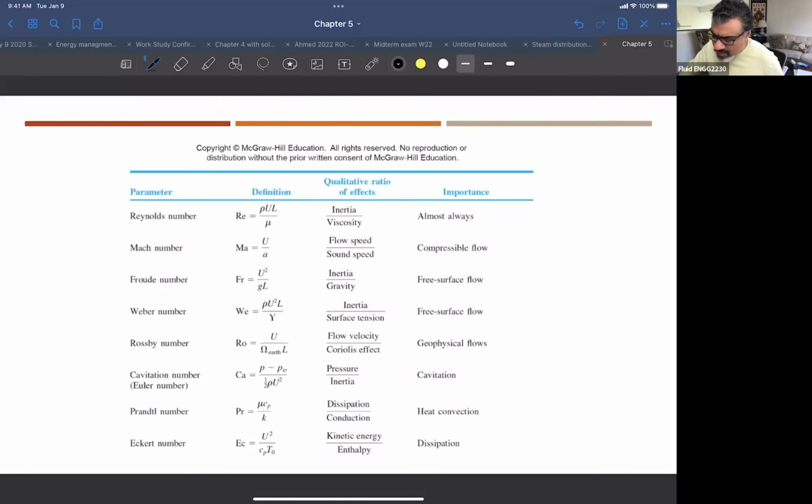So as you can imagine, for the sphere that is moving, the inertia of the sphere is somehow related to the viscous force or the friction forces on the sphere, right?